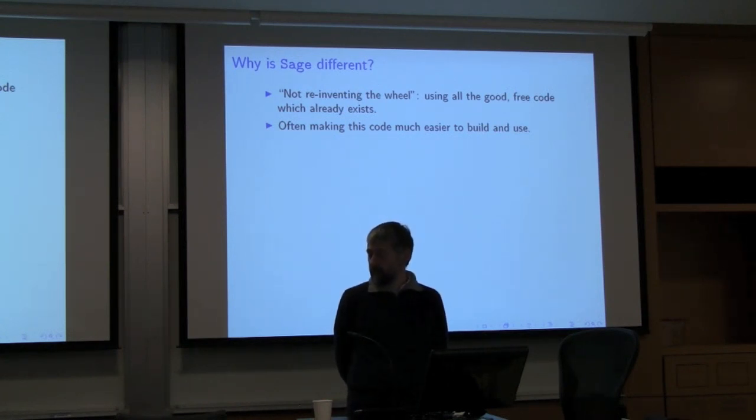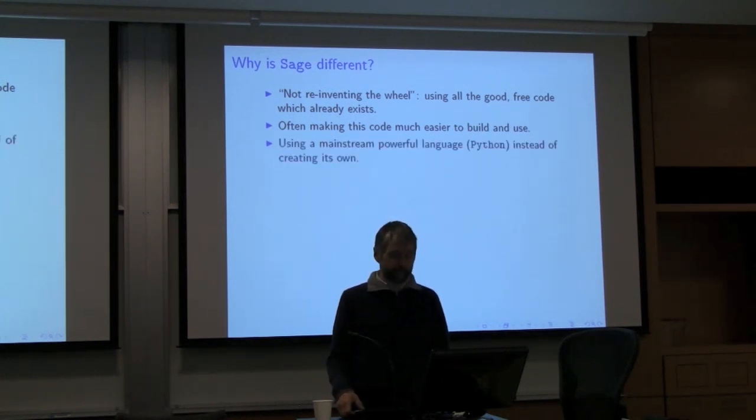If you want to run my program to do 2-descent on elliptic curves, called mwrank, I will say install Sage. It's much easier than the configure and build scripts that I used to try and maintain. Okay, it's different. It uses a mainstream powerful language, Python, instead of creating its own. This is a comparison with both GP, which is its own language, and Magma, which is its own language.